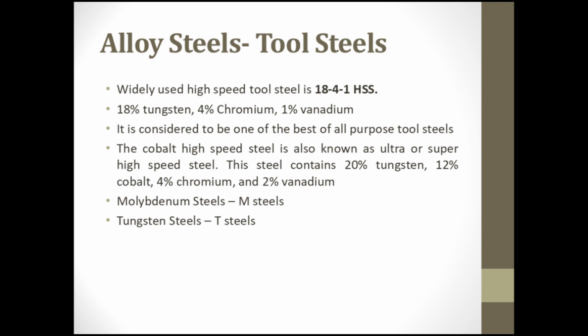The cobalt high speed steel is also known as ultra or super high speed steel. This steel contains 20% tungsten, 12% cobalt, 4% chromium, and 2% vanadium. Molybdenum steels, M steels, tungsten steels, T steels.